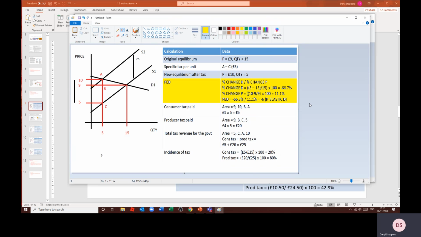The price has only grown by £1. It's gone from £9 to £10. Well, that is an 11.1% increase in price. So when I plug the numbers into the PED formula this time, we can see that the PED is coming out at -6. Now look at that.